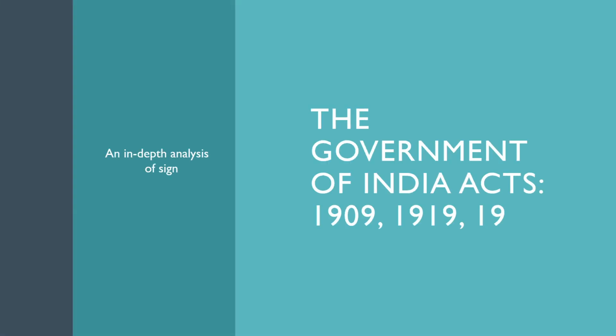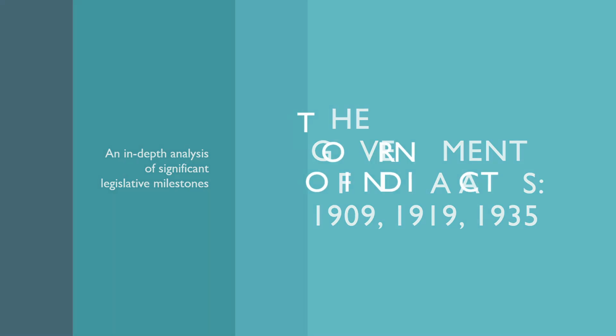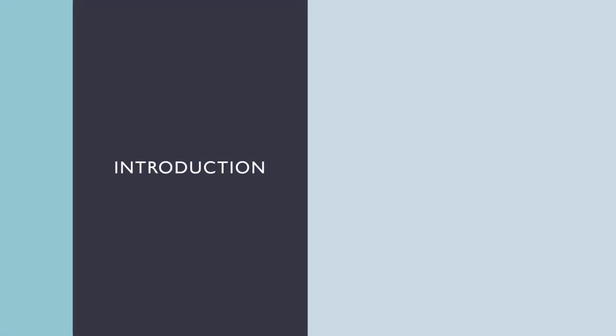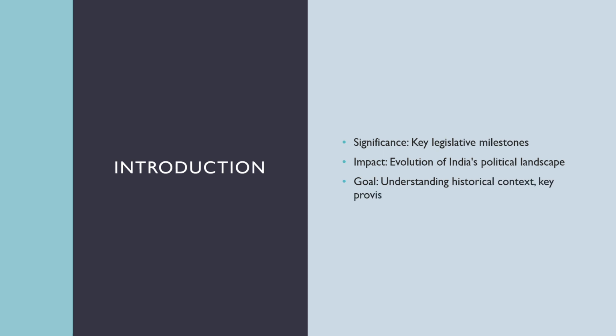Today we will discuss the pivotal Government of India Acts of 1909, 1919 and 1935. These legislative milestones were instrumental in the evolution of India's political landscape during British colonial rule and they significantly contributed to the country's eventual journey towards independence. We will look into the historical context, key provisions, and the significance of each act, highlighting their collective impact on shaping modern India's constitutional framework.